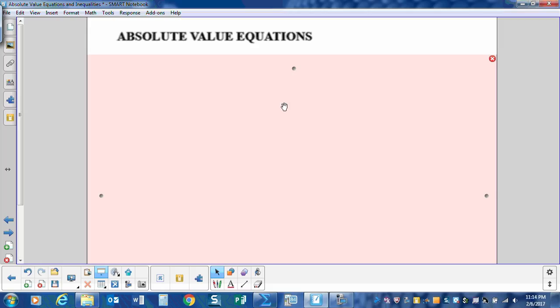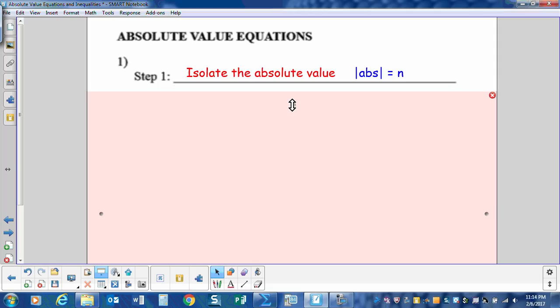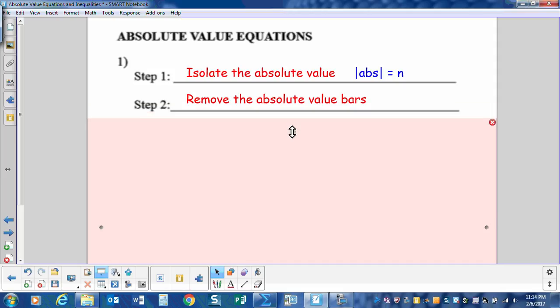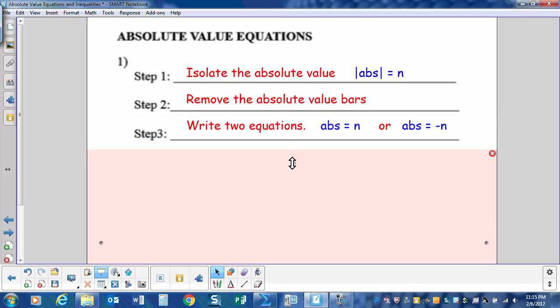So let's start with the procedure on how to solve absolute value equations. Step one is always to isolate the absolute value. Step two is to remove the absolute value bars. And step three, we're going to write two equations. The absolute value is going to be equal to a positive number, or the absolute value is going to be equal to a negative number.